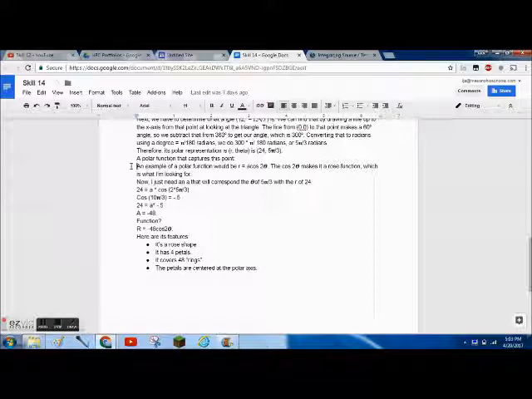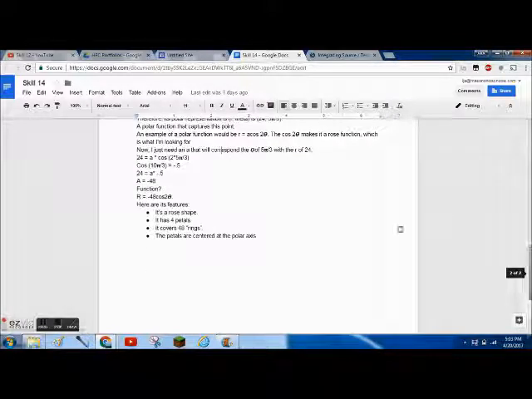A polar function that captures this point. An example of a polar function that's like a rose, a limacon, or a lemniscate, let's do rose, is r equals a cos 2 theta. Well, cos 2 theta makes it a rose function, which is one of the three that I was talking about.